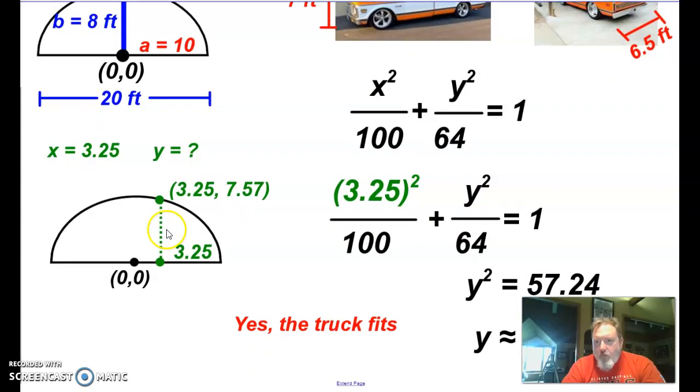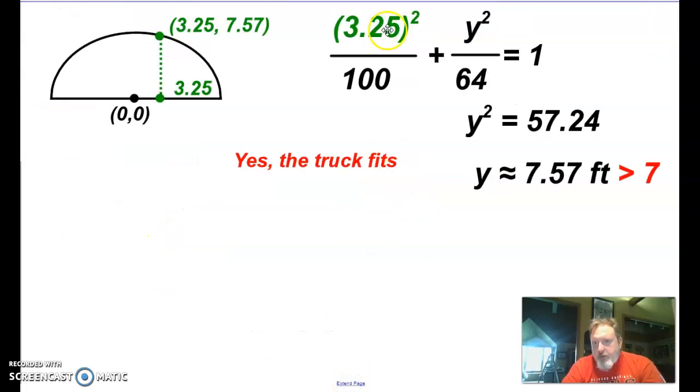And so when I do that, let me just extend this here. So I put 3.25 in for x, and I'm going to solve this for y squared. Basically, I'm going to get a decimal here, subtract that from 1, then multiply by 64. That gives me this number. Then I take the square root. I get 7.57 feet. So what that tells me is when I put the truck in here, and I have 3.25 feet on either side, the height at that point straight up is 7.57.